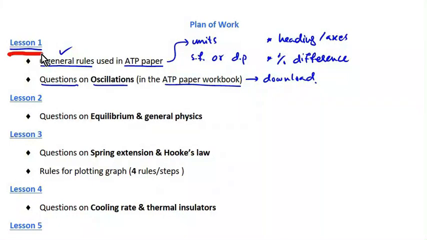In lesson 1, we will learn 6 general rules used in all ATP papers first and then do questions on oscillations in the workbook. In lesson 2, students, we will do questions on equilibrium and general physics. In lesson 3, we will do questions on spring extension and Hooke's law and also learn rules for plotting a graph when doing the question. Students, there are 4 rules or steps involved in plotting a graph, by the way.